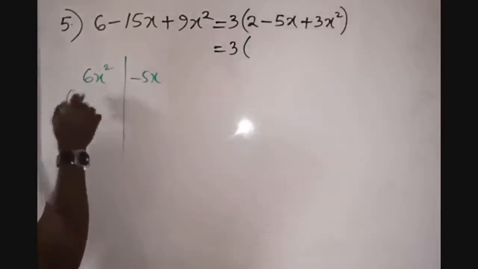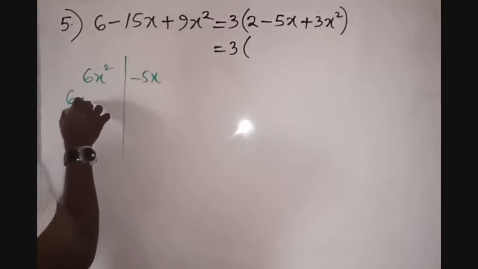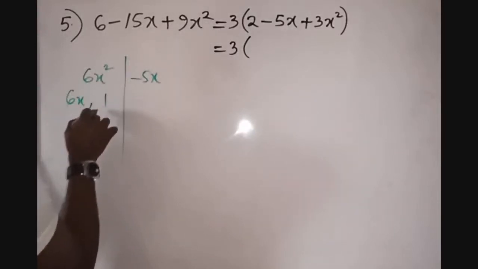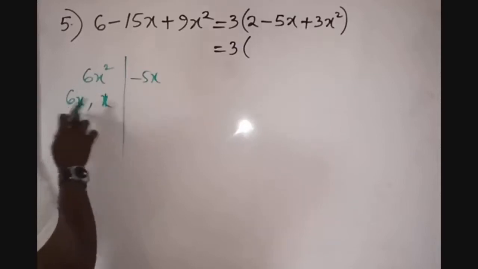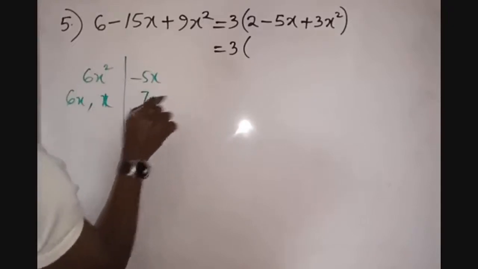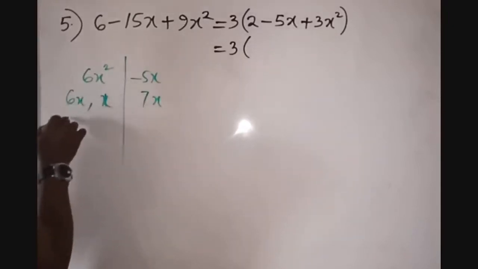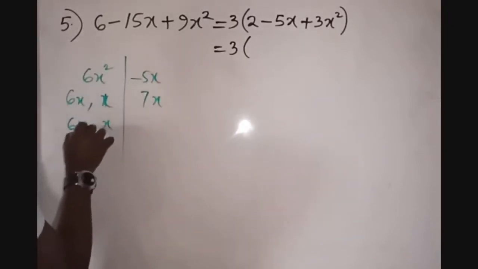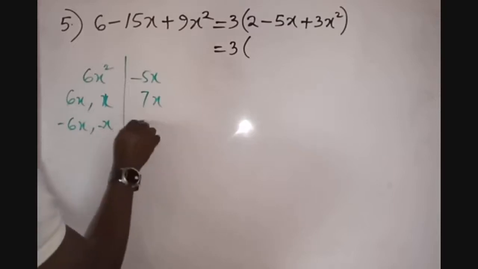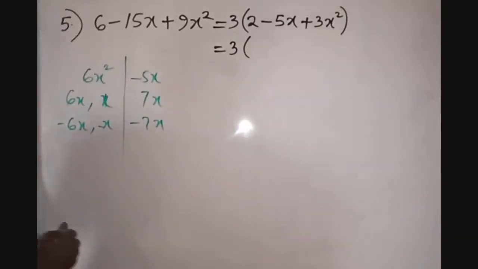You have 6 and 6x, and you can also have another 1, which is 1x. When you multiply this, you have this. But when you add this up, you're going to have 7x. That won't work. And they can both be negative. So when you multiply this, you're going to have this. When you add this up, you're going to have minus 7x. It still didn't work.